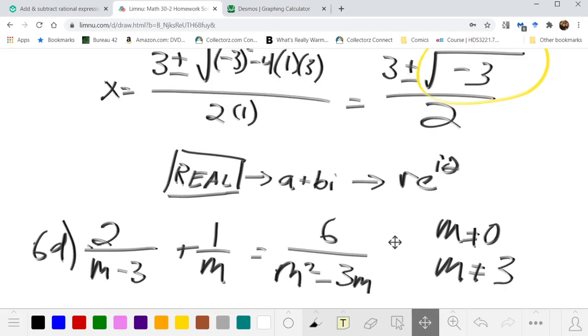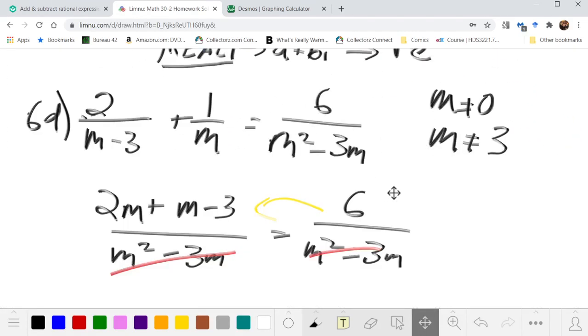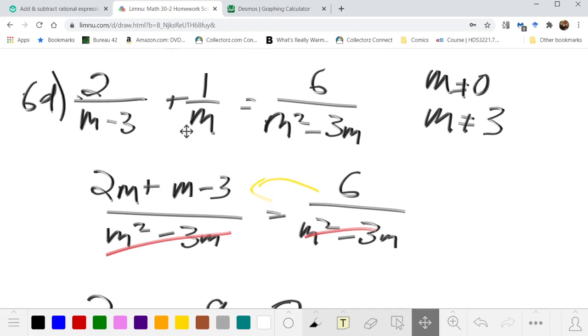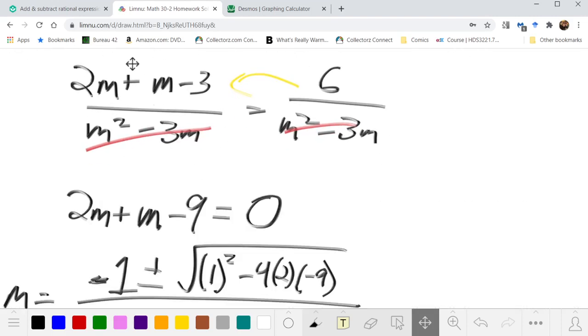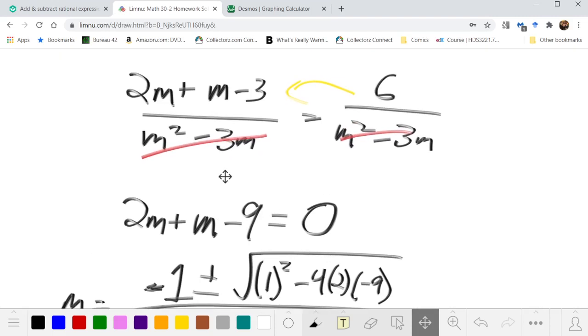So where did we make that error in 6D? We have the m minus 3 here, we have the m there. It's in this step down here. I treated this m as an m squared. That was the issue. This is not m squared.